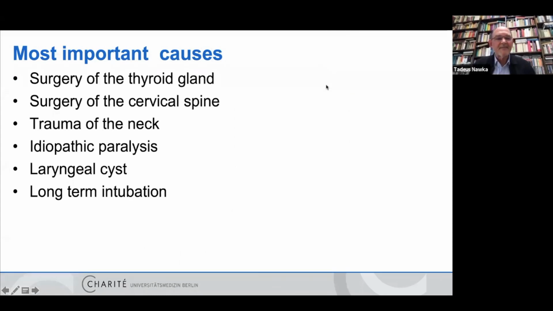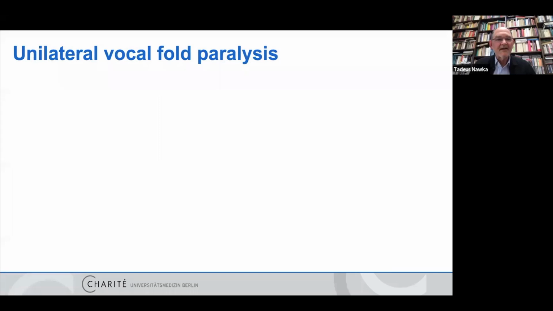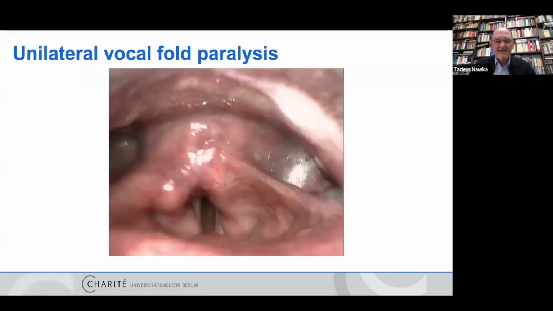So the most important causes of these paralyses are surgery of the thyroid gland, of the cervical spine, trauma of the neck, idiopathic paralysis, laryngeal cyst, or long-term intubation. And unilateral vocal fold paralysis is characterized by a false position of one vocal fold.